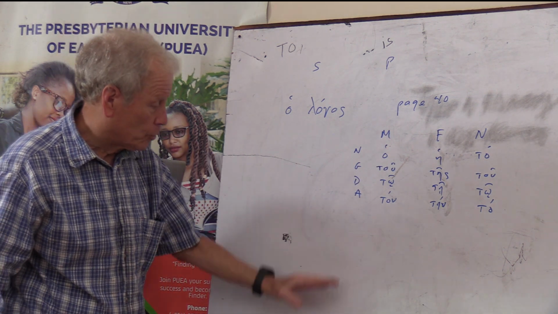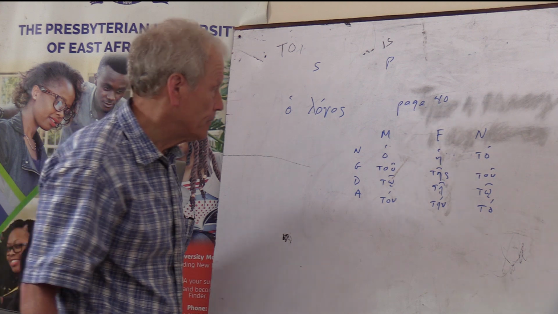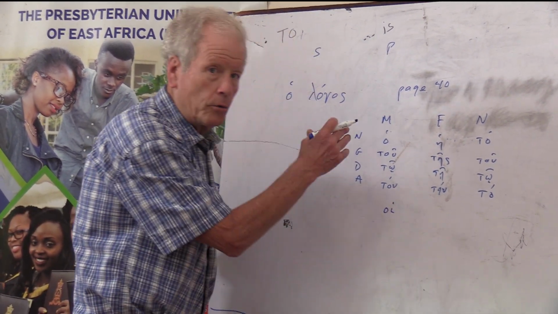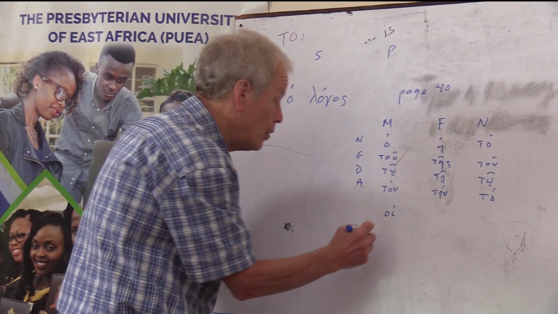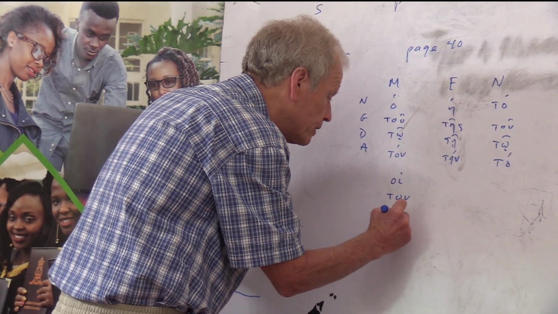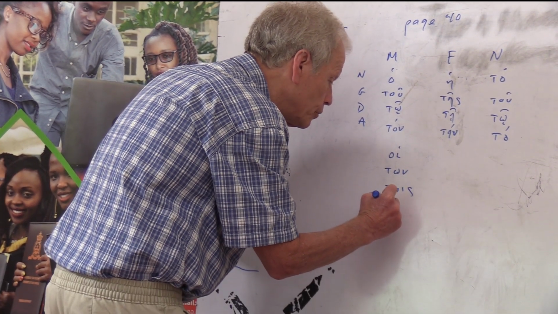Now, I will give the plural. So hoi, and here I'll go gender by gender. So hoi, tōn, tois, tous.